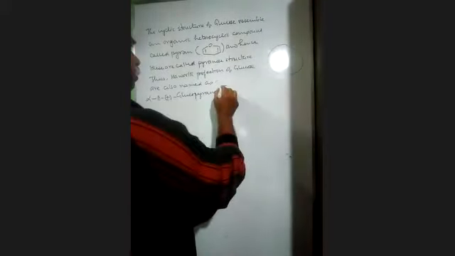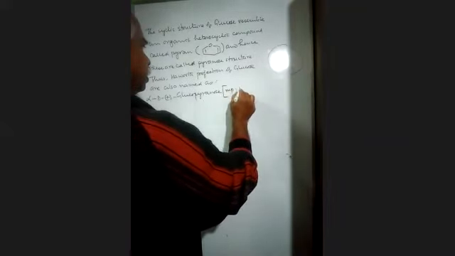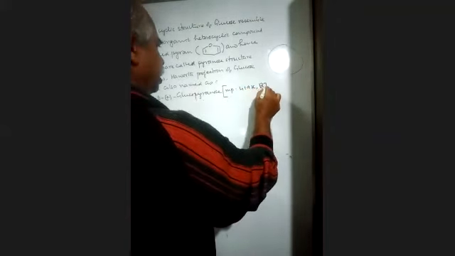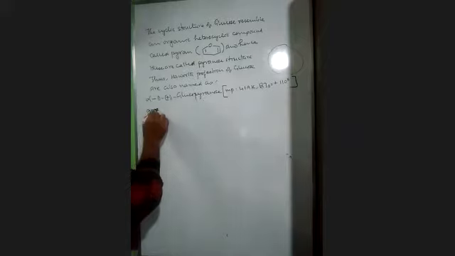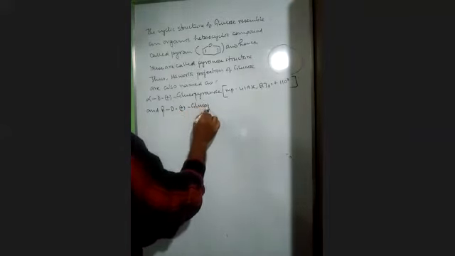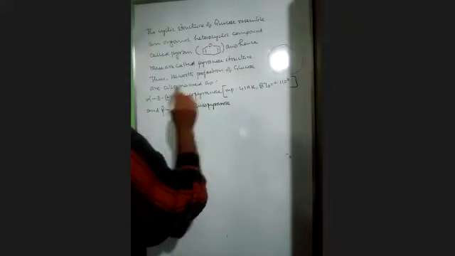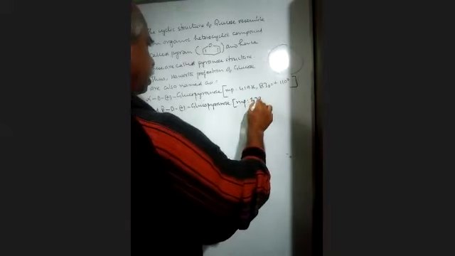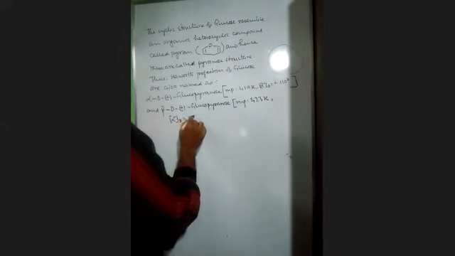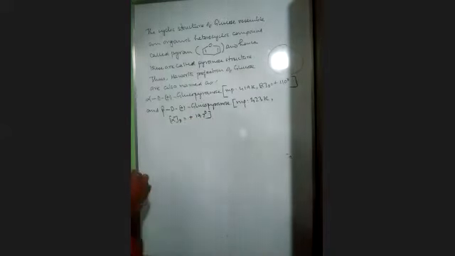Okay, we'll write down in brackets: melting point 498 Kelvin, alpha D plus 110. And beta D plus glucopyranose, melting point 423 Kelvin, and alpha D plus 19.70.